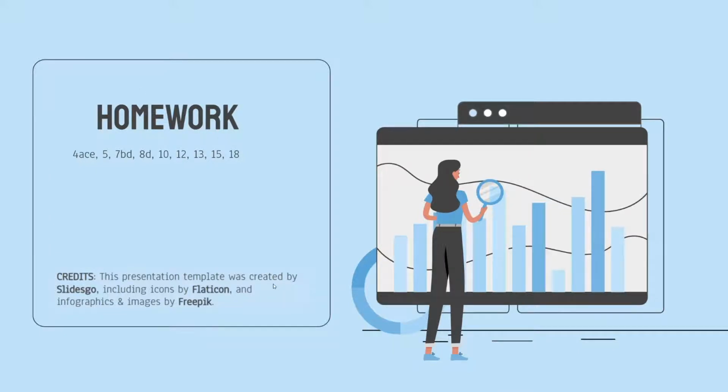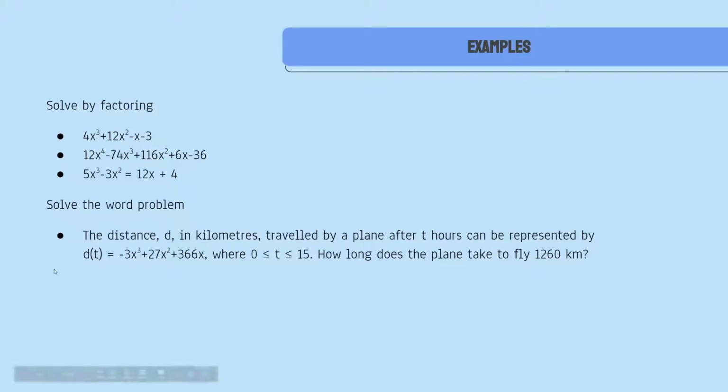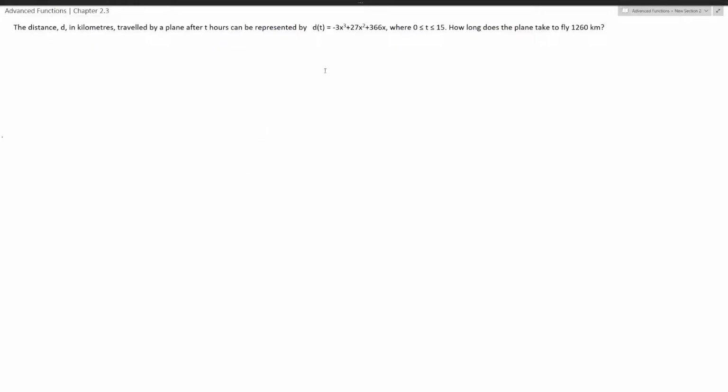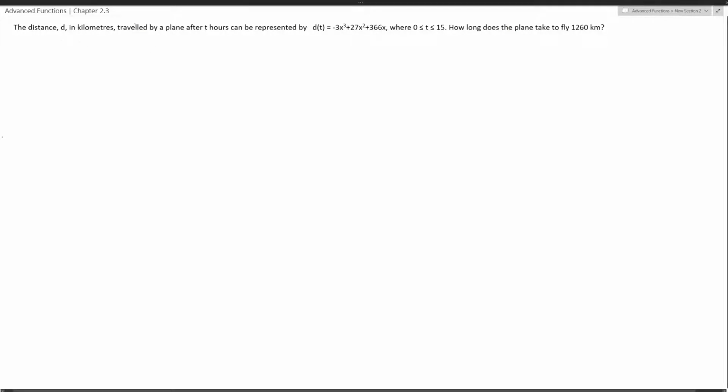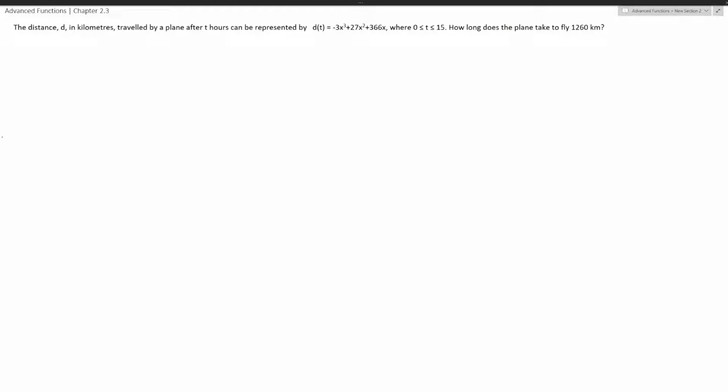So now let's do this question here. Okay, so let's do the question. The distance t in kilometers traveled by a plane after 2 hours can be represented by the following equation, where t has to be between 0 and 15. How long does the plane take to fly 1,260 kilometers?